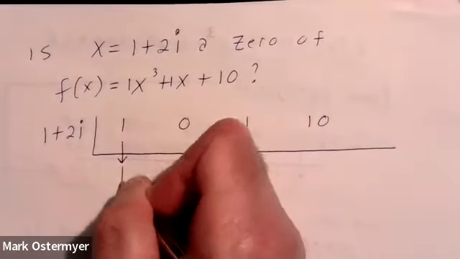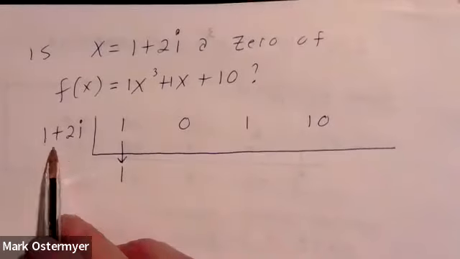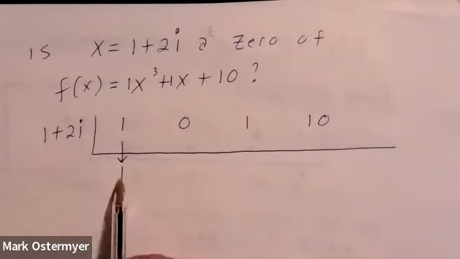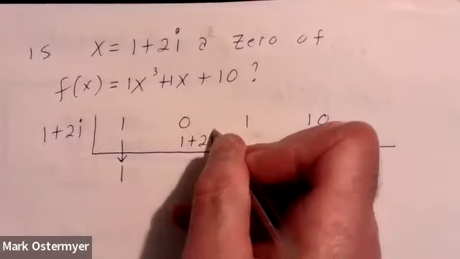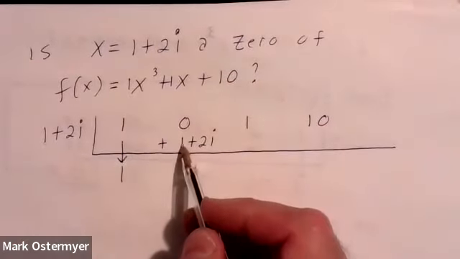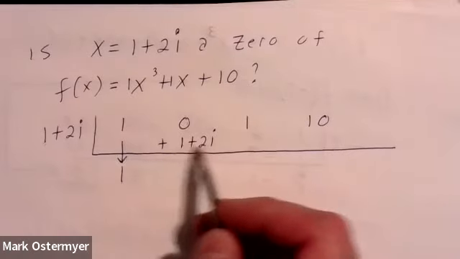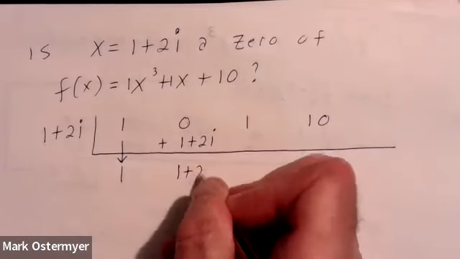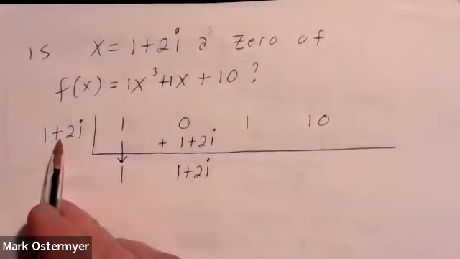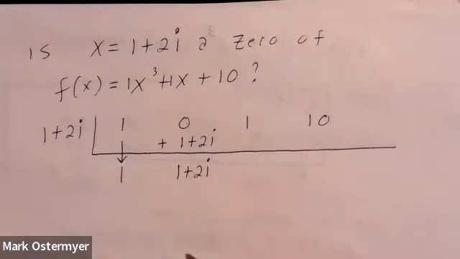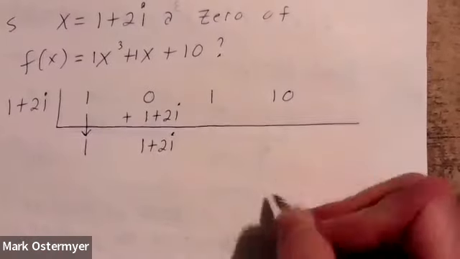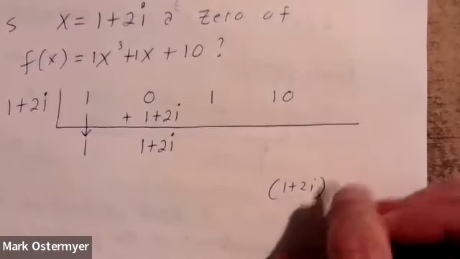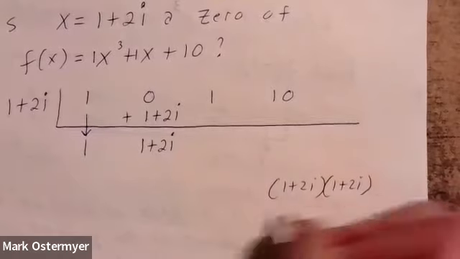Let's begin our synthetic division. What's 1 plus 2i times 1? Well, 1 plus 2i times 1 is 1 plus 2i. And now we add. 0 plus 1 is 1, so this still gives us 1 plus 2i. Now we're going to have to multiply 1 plus 2i times 1 plus 2i. So we're going to have to go back in our thinking as to how to multiply complex numbers together.